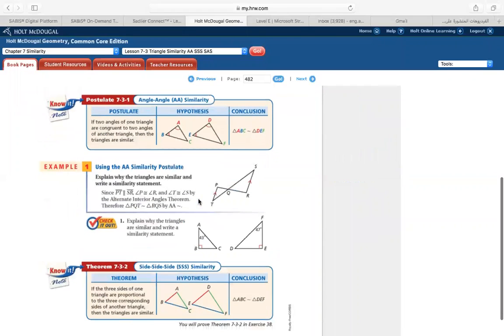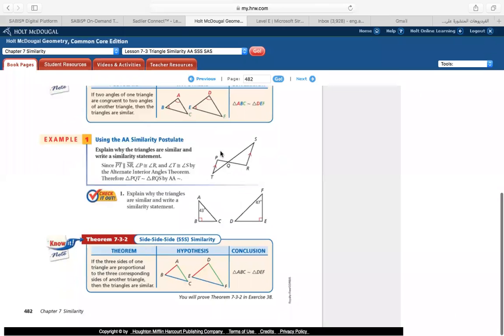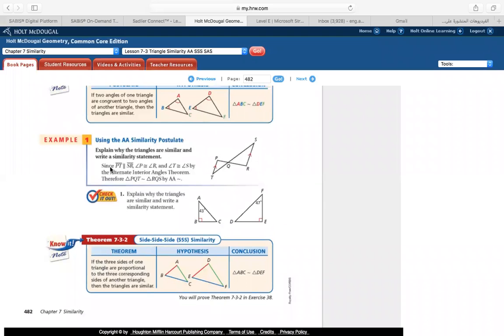The first similarity, I'm going to review it. If two angles of one triangle are congruent to two angles of another triangle, then the two triangles are similar. If I have A and D, they are congruent. B and E, they are congruent. So triangle ABC and triangle DEF are similar. Okay, girls? And we explained this example.